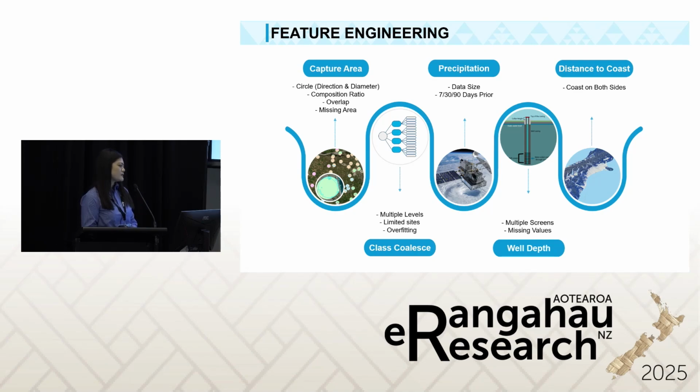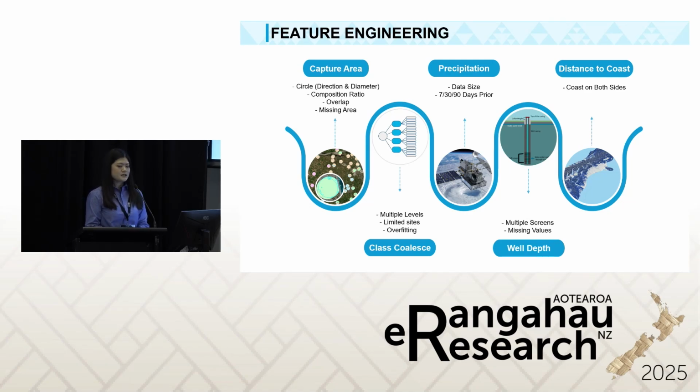And I then computed the composition ratio of different land use and the soil type within these circles to include as our features. And in this step, I had to address two issues. One is that some circles overlap with each other and some circles have some missing area, as shown in this illustration. And the land use and soil type can have multiple levels of classification aggregation. Because we only have 359 sets in our dataset in the Canterbury region, I decided to use the highest level of classification and coalesce some levels to avoid overfitting.